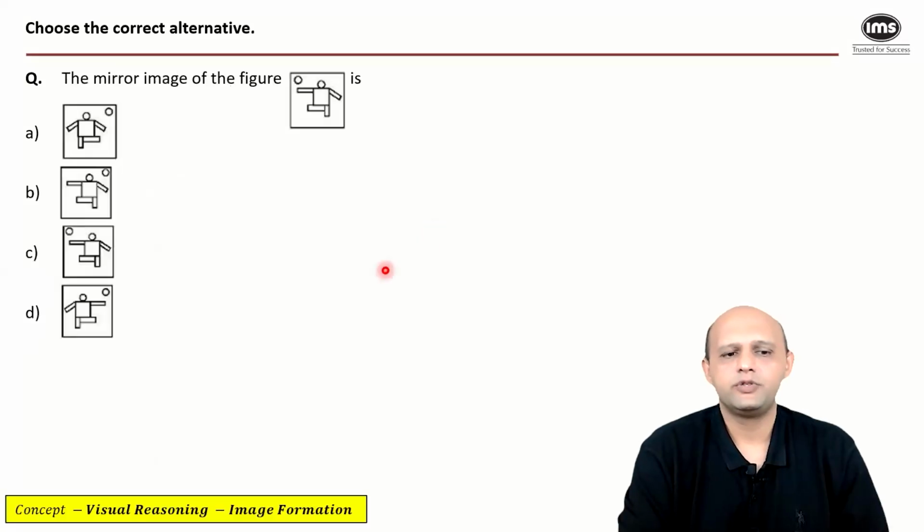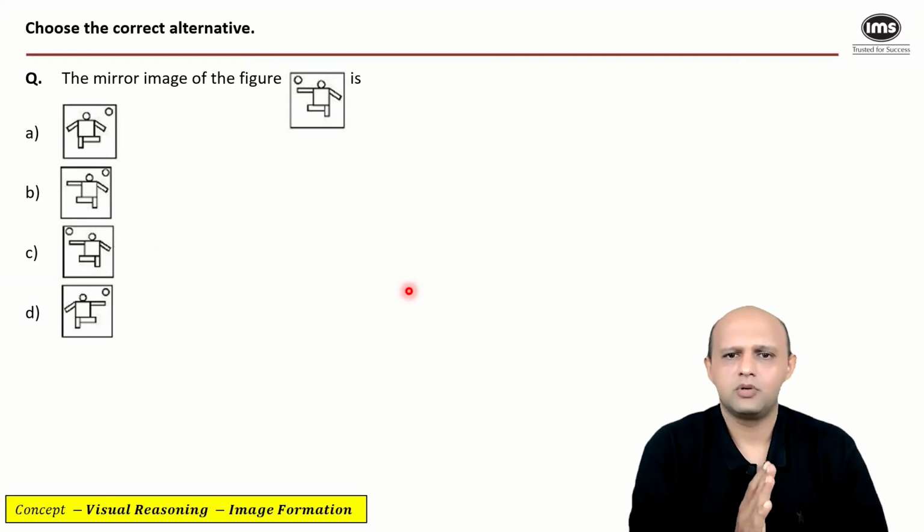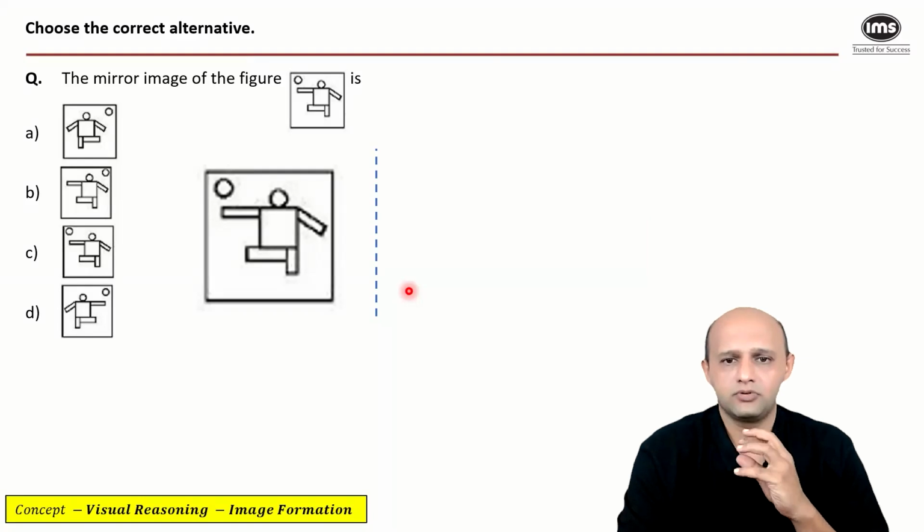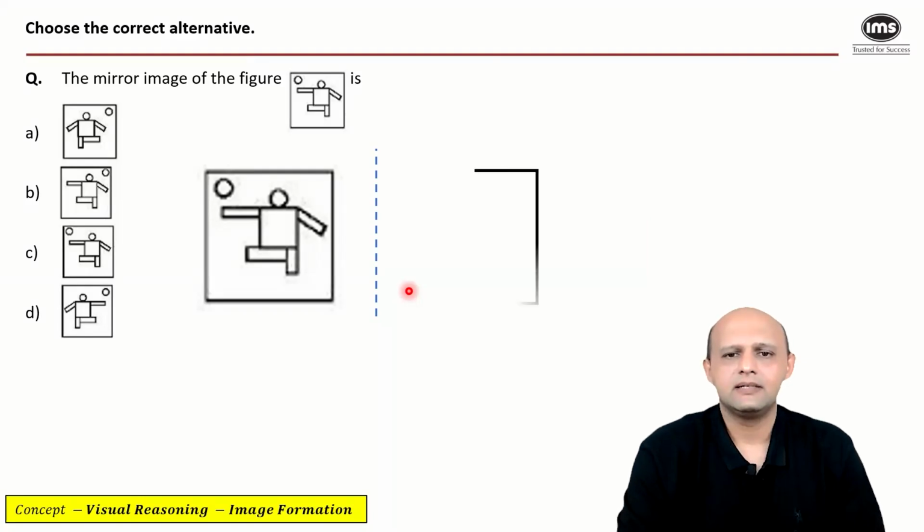This is a question on visual reasoning based on the concept of image formation, which is the mirror image that you have. So we know that mirror images are formed about the y-axis, so about a line which is vertical. Okay, so you have this axis here. Now we go on forming a mirror image by breaking this into components so that we understand it better. So this is the frame. First, if you look at the body, this square shape, it will be reflected as it is.